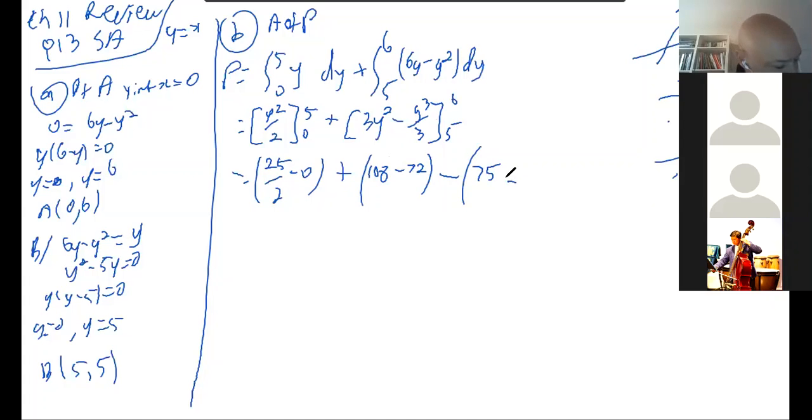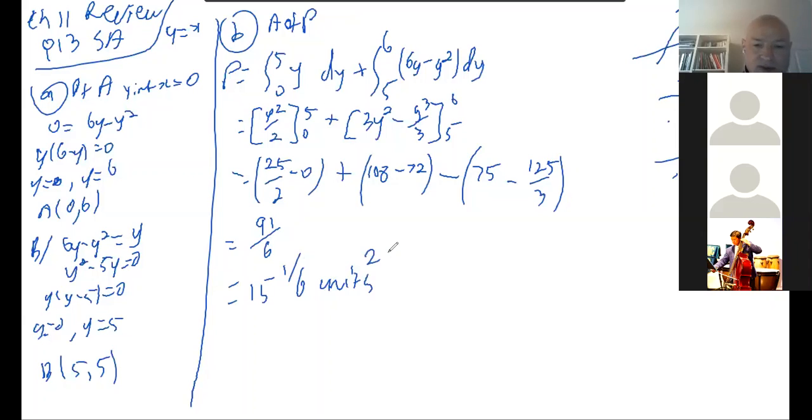Minus 5 cubed divided by 3 is 125 divided by 3. Okay. That gives me 25 on 2. Actually, right now I can write the answer because you should be able to work the rest of it out from there. So when we simplify this, we end up getting 91 on 6, which is 15 and 1/6. And because it's an area, make sure you have your units squared. If it was metres, we put metres squared.